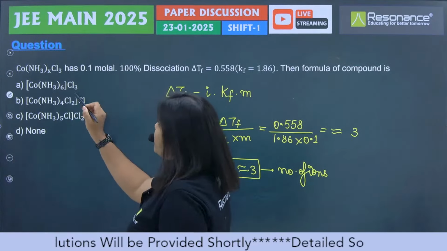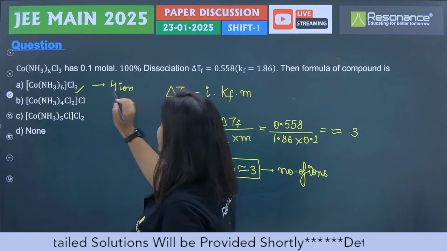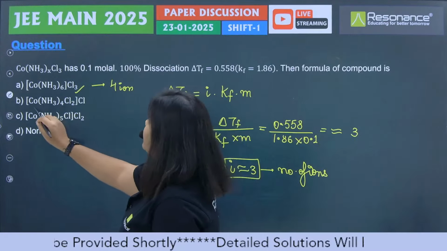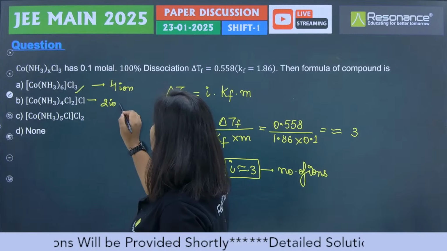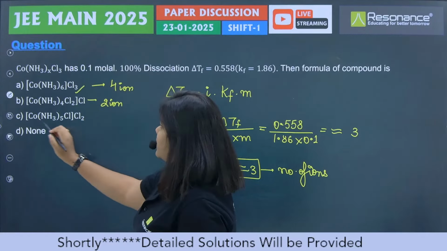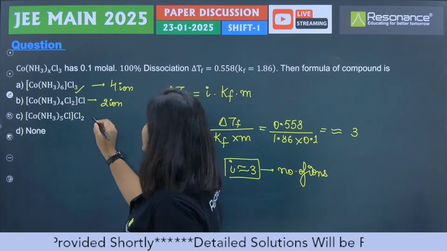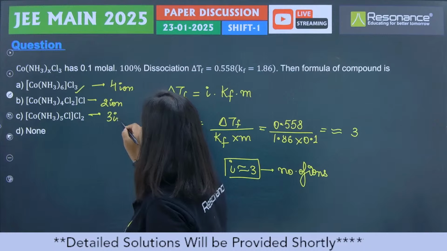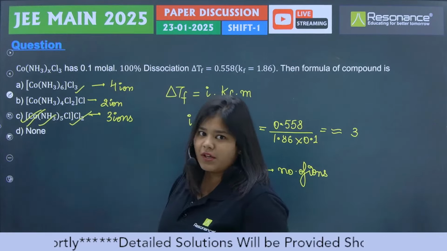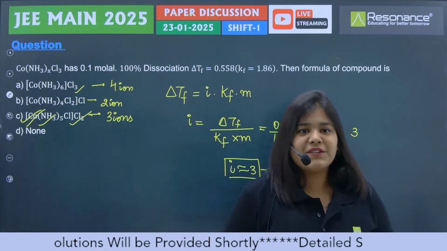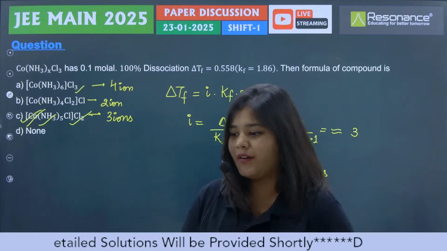So let's see the first molecule. When you dissociate it, you get 4 ions: 3 Cl negative and 1 complex ion. The second one, if you dissociate it, you get 2 ions: 1 Cl negative and the complex ion. The third one gives 2 Cl negative and 1 complex ion. So this is your answer, because here you get 3 ions. So option C is the correct answer. Hope you all got it right. Okay, thank you everyone.